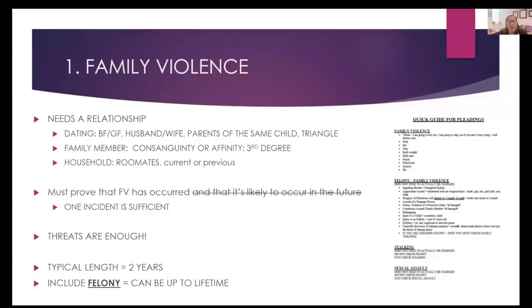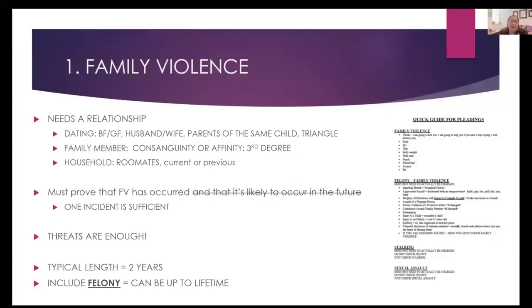Also a family member, so what you would know as brother, sister, uncle, it is up to the third degree. And so you can't go as far after the third degree. And lastly, household members. So roommate type of situations can also get protective orders under just family violence, either current or previous. All of these subsections of a relationship are current or previous.